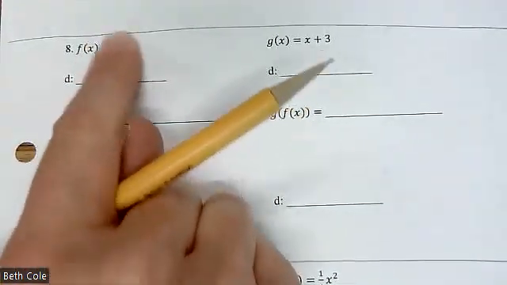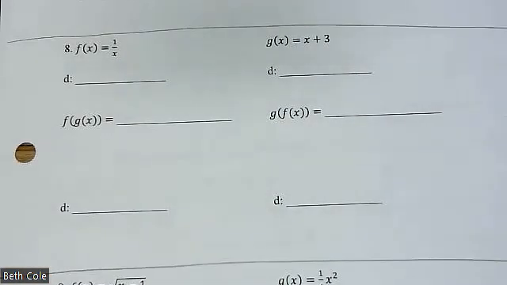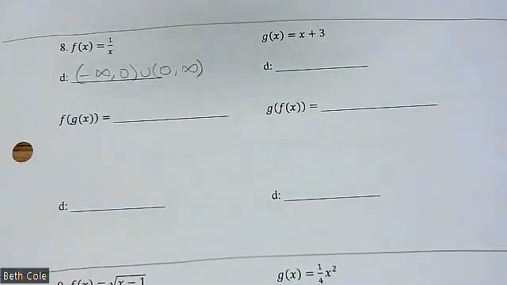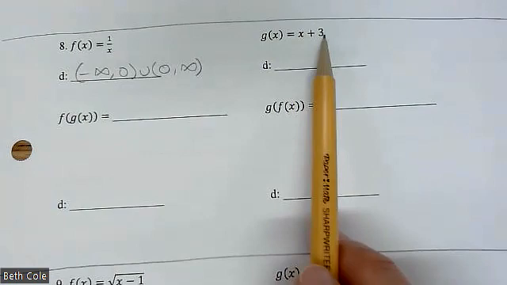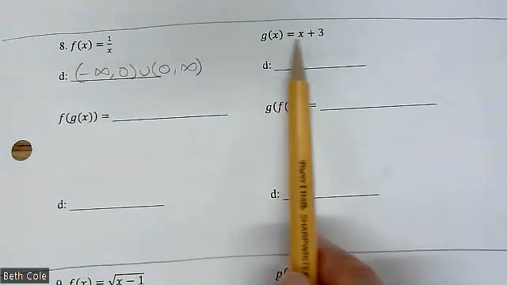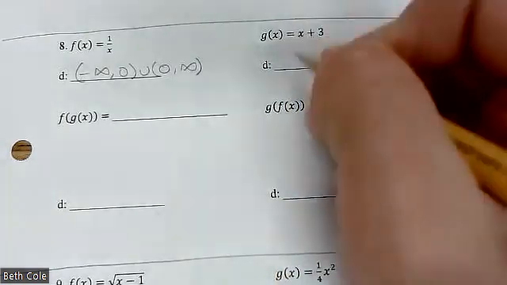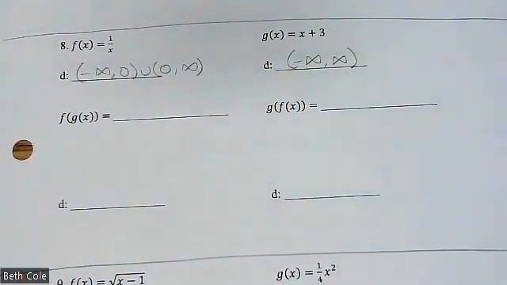Number 8, domain. Who's your troublemaker here? Who do we have to kick out? 0. Kick out 0. And then what about this guy? Everything, right? What would this look like if you graphed it? A line. A line is going to be everything.